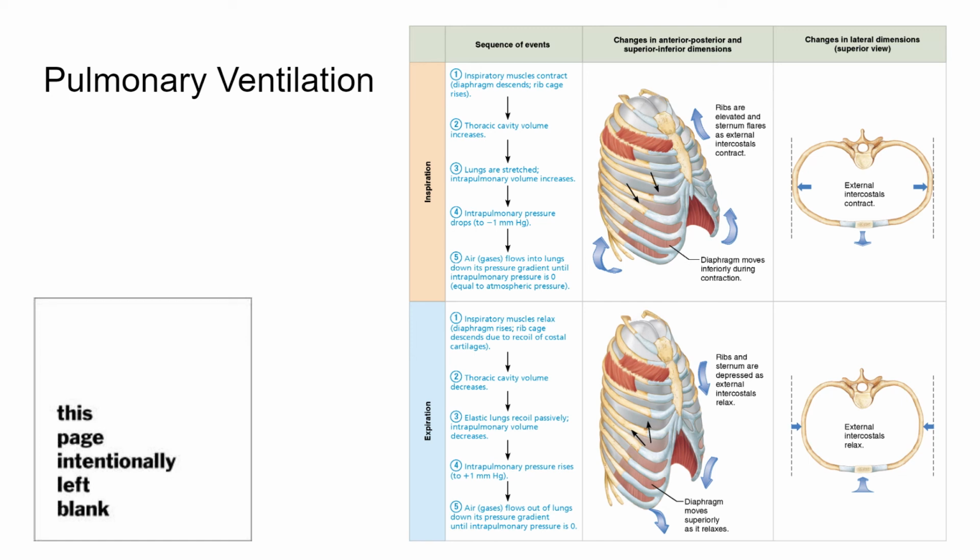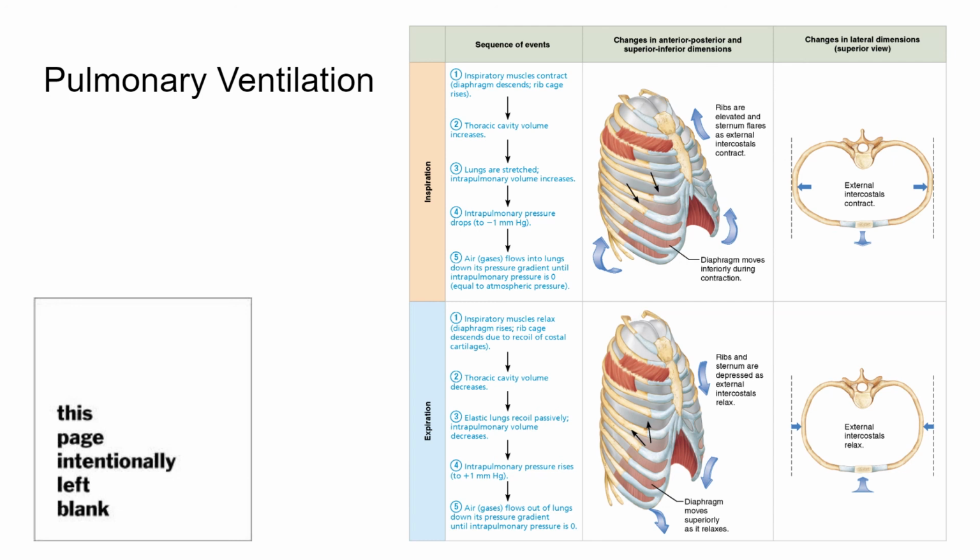Now think about expiration. If you look at the bottom picture, expiration is mostly a passive process. We can forcefully exhale, but when those muscles relax, relaxing is not active. It's just a passive thing that happens. When those muscles relax, the volume decreases, therefore the pressure inside increases. If the pressure inside your thoracic cavity increases, there is an outlet for that pressure, which is your nose and mouth, and the air goes out.